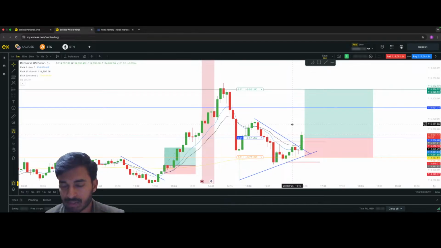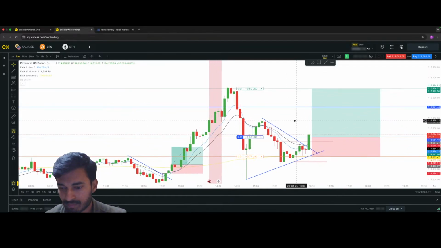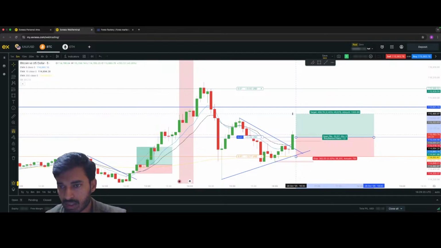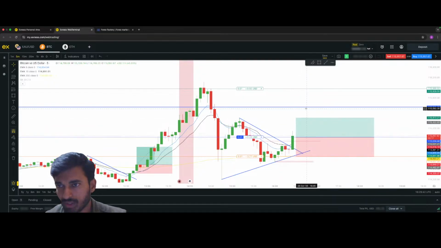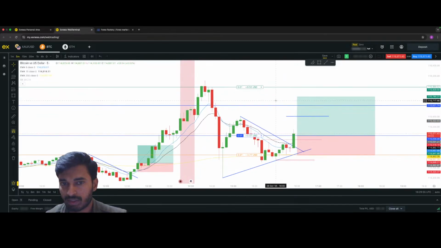If this gives a massive result, then $9. If it comes 1:1, I'll trail this. 1:1 is here, so I'll just mark this line. So the target is 1:2 or 2.5. We'll trail it so that our target is over here.